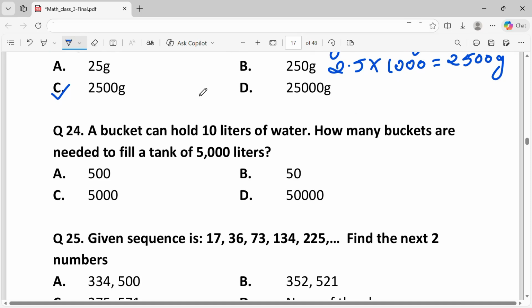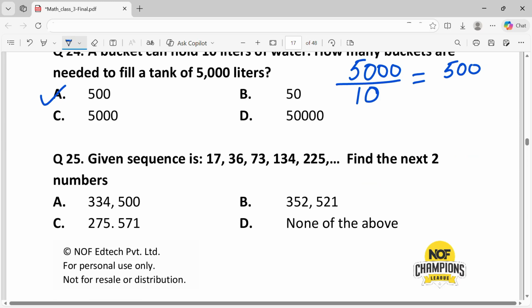Question 24. A bucket can hold 10 liters of water. How many buckets are needed to fill a tank of 5000 liters? The number of buckets required is the total amount upon the capacity of one bucket, that is 10, which is equal to 500. That is option A.